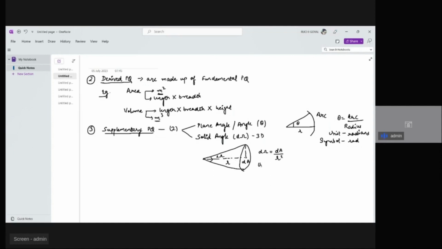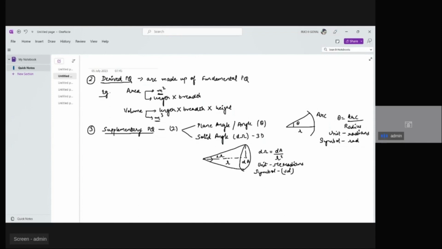So what is its unit? Unit of solid angle is steradian, STERADIANS. Steradians. And what is its symbol? Symbol is SR. Right? So we have written three types of quantities.